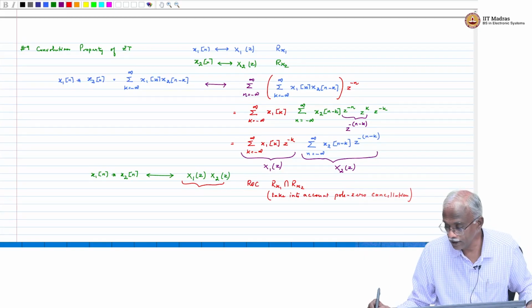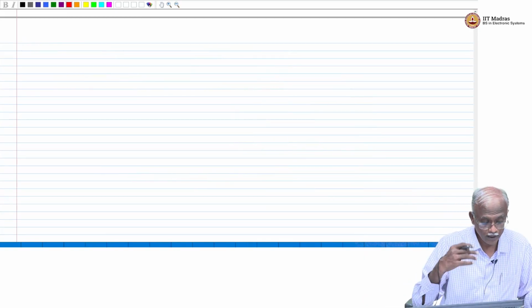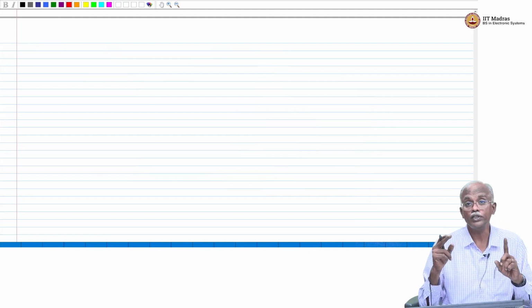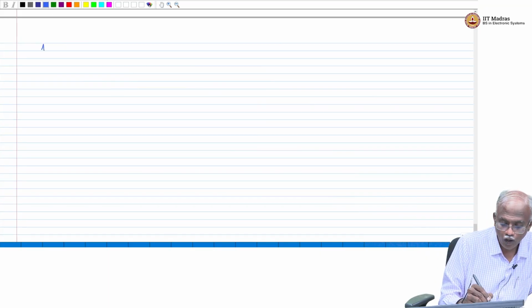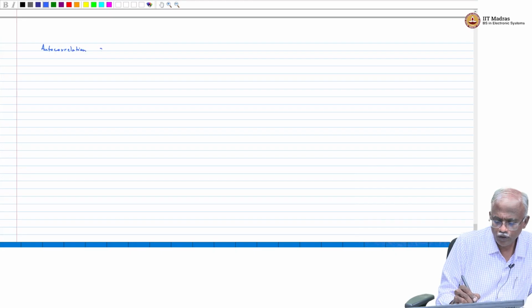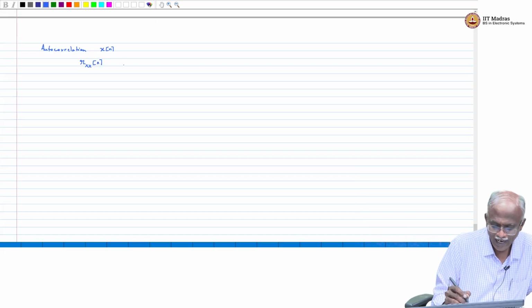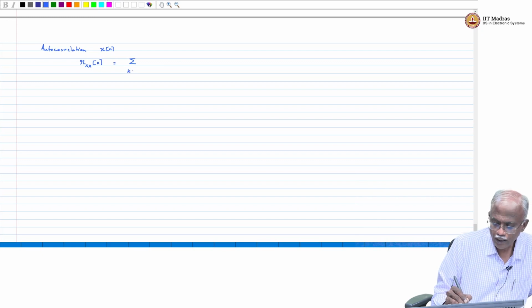This leads us to another important application which is very useful for us in the context of signal processing and communications, which is a function called the autocorrelation. The autocorrelation of a sequence x of n is usually denoted as Rxx of n, because you are correlating x of n with itself, and it is defined as summation k equal to minus infinity to infinity x of k into x of k plus n.